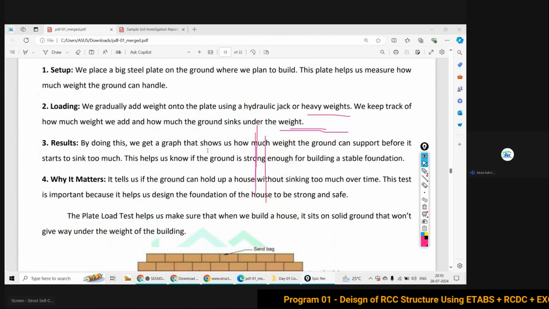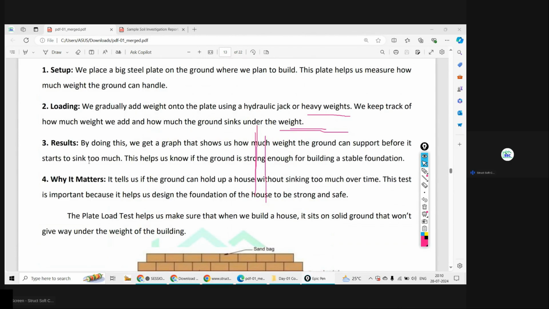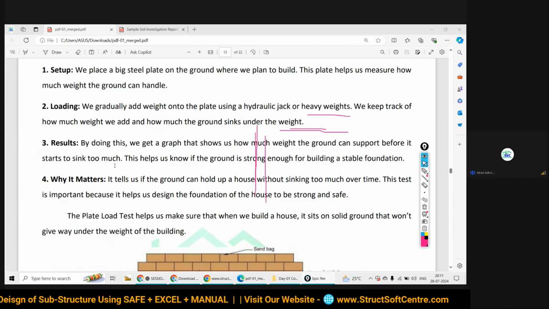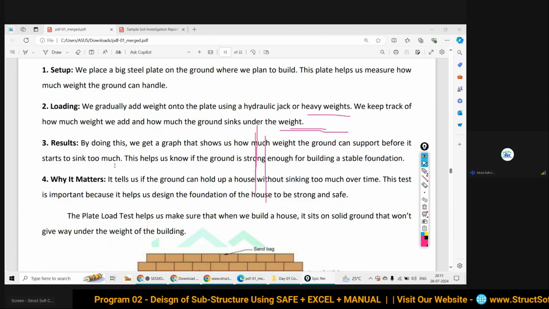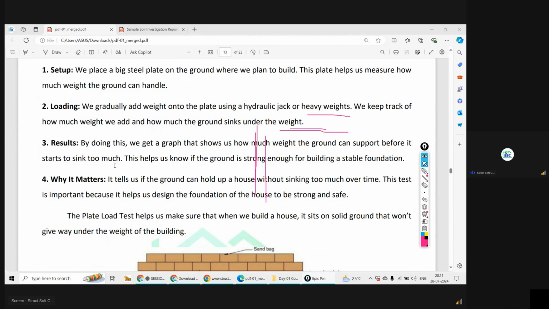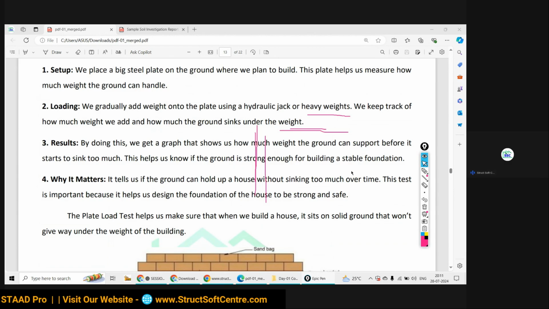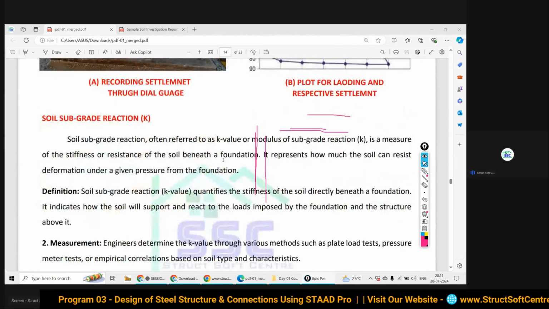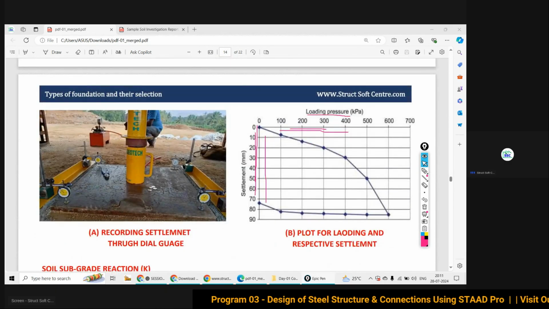By doing this we get a graph that shows us how much weight the ground can support before it starts to sink too much. If the settlement exceeds 25 mm, we will stop the application of the loading, and that will be the maximum load capacity your soil can carry, up to a 25 mm settlement. This helps us know if the ground is strong enough for building a stable foundation or not. So this is the soil investigation with a plate load test.